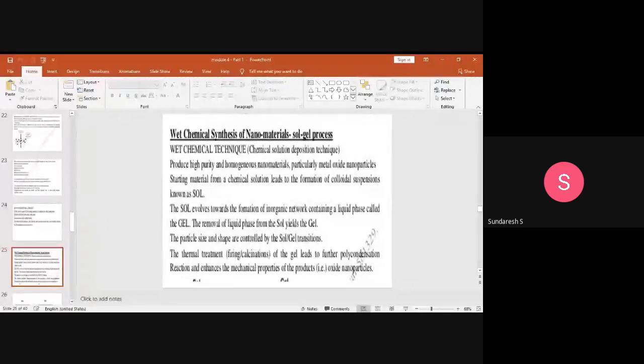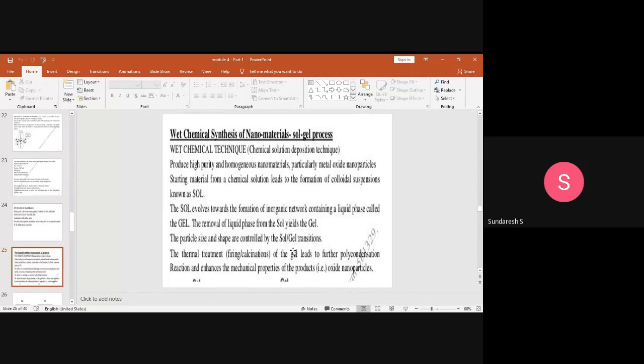So here, one thing you're supposed to remember is what is sol and what is gel. The sol is nothing but the colloidal suspensions, and these colloidal suspensions will start the formation of inorganic networks containing a liquid phase, and that is called gel. The removal of the liquid phase from the sol yields the gel.